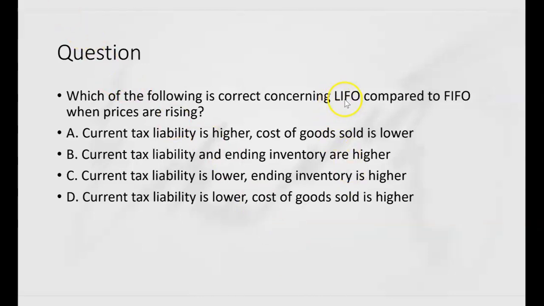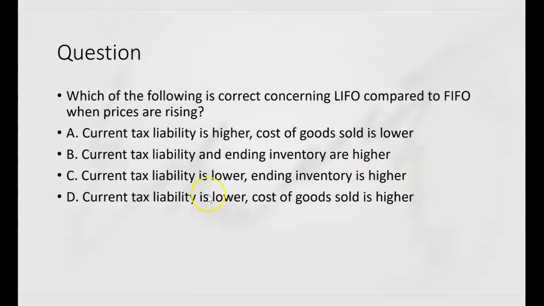So LIFO is the one where the more expensive items are transferred to cost of goods sold first. So if prices are rising, cost of goods sold will have the more recently purchased, more expensive items, which means cost of goods sold will be higher, not lower. So A is out. B says current tax liability and ending inventory would be higher under LIFO if prices were rising. No, because we just said that cost of goods sold will be higher under LIFO if prices are rising. And ending inventory and cost of goods sold are opposites. So if cost of goods sold is higher, ending inventory would be lower under LIFO if prices were rising.